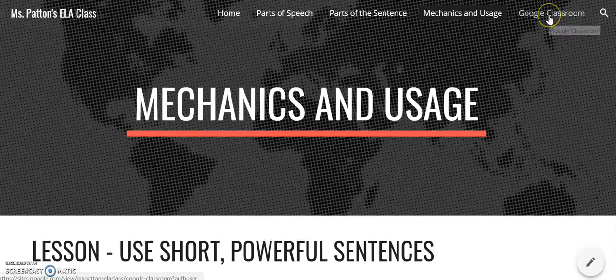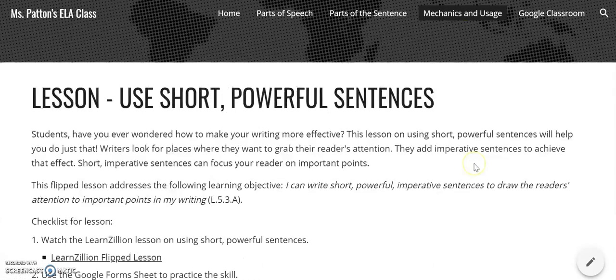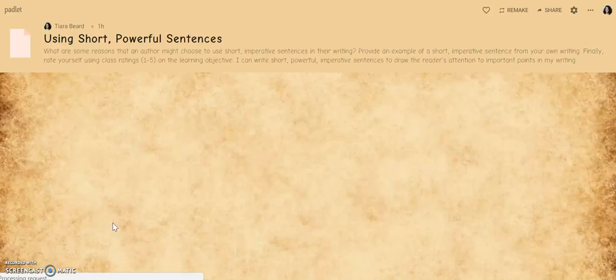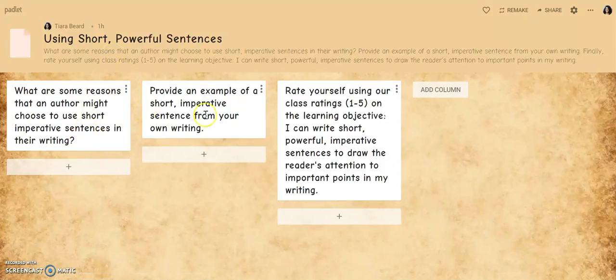Over here is the Google Classroom link that they would click on, which takes them to their virtual writing clubs. Finally, once students are done with that step, they will go to step number 4: use the link below to access our class Padlet and respond to the prompt. Once they click on that link, it redirects them to Padlet, where they will find the exact instructions for what to do here. There are 3 different prompts that they are supposed to reply to.